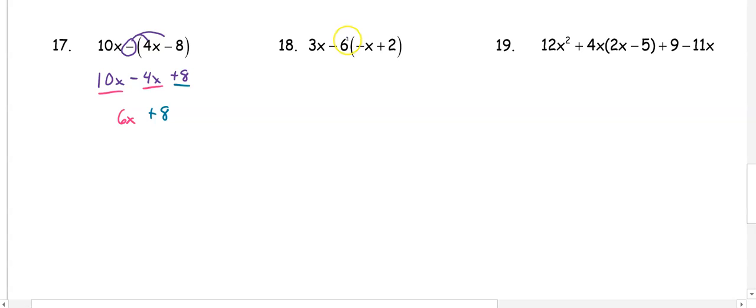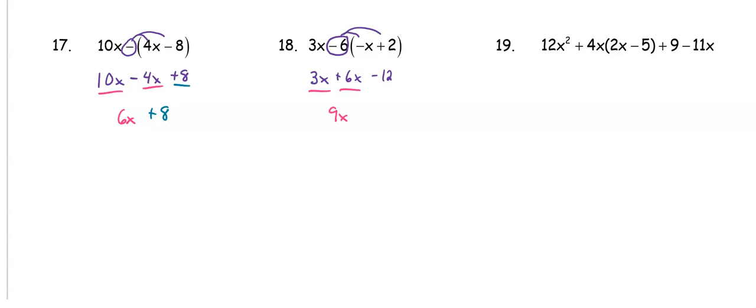In 18, we are going to distribute this -6. So we have 3x plus 6x minus 12. We are going to combine our x's, so 3x plus 6x is 9x. Again, the constant doesn't have anything to combine with, so we're going to say -12.